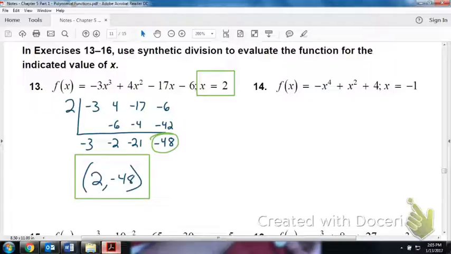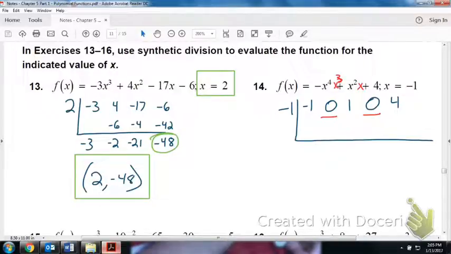Number 14. Let's do it. When x is -1, what is y? So at value -1, plug everything in. At x to the 4th, we got a 1. At x cubed, there isn't one, so put a 0. When x is squared, you got a 1. When you got a single x, there's not a single x, so it's a 0, and your unit is a 4. If you forgot about the zeros, we put them in there because there wasn't an x cubed, and there wasn't a single x. All right? Don't forget about that.